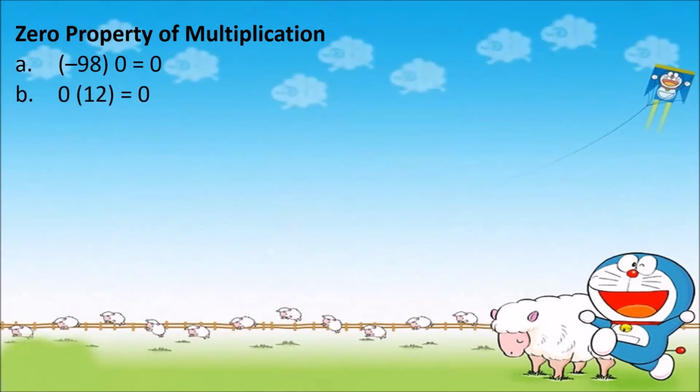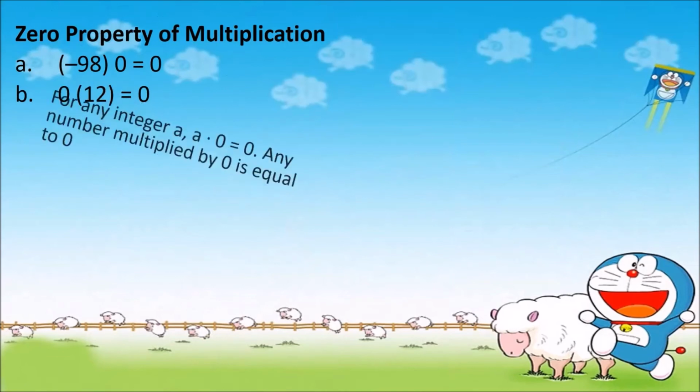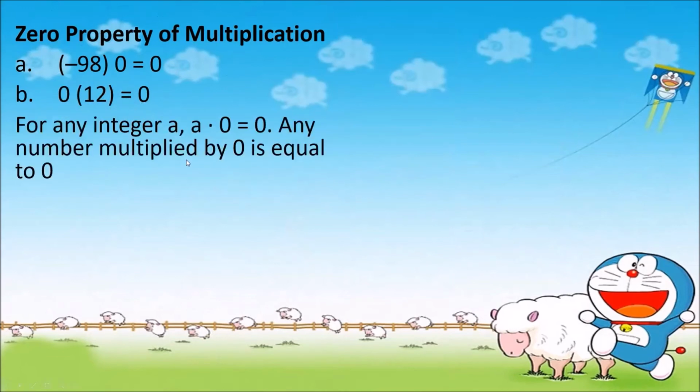And 0 times 12 is equal to 0. Therefore, for any integer a, a times 0 is equal to 0, and any number multiplied by 0 is equal to 0. And that is the zero property of multiplication.